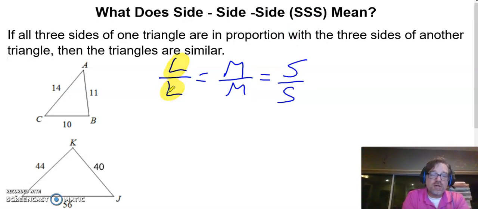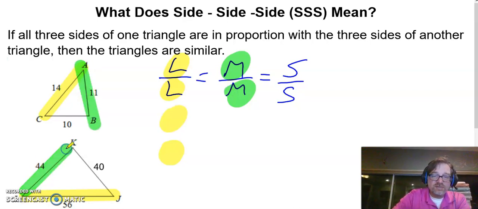So I'm going to start with the long side and the long side. So 14 and 56. So when I write that fraction, we're going to do long over long. And then I'm going to do the middle side over the middle side. So that's 11 and 44. Boom, boom. And then the last two.